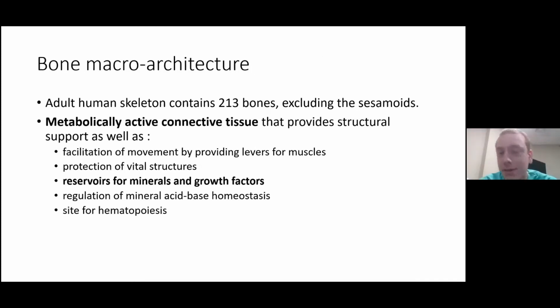Let's review some basics of the bone macro architecture. There are at least 213 bones, and it is important to notice that they're metabolically active connective tissue that not only provides structural support, but also facilitates movements, protects vital structures, and serves as a reservoir for minerals and growth factors. They regulate mineral acid-base balance, and also it's a site for hematopoiesis.